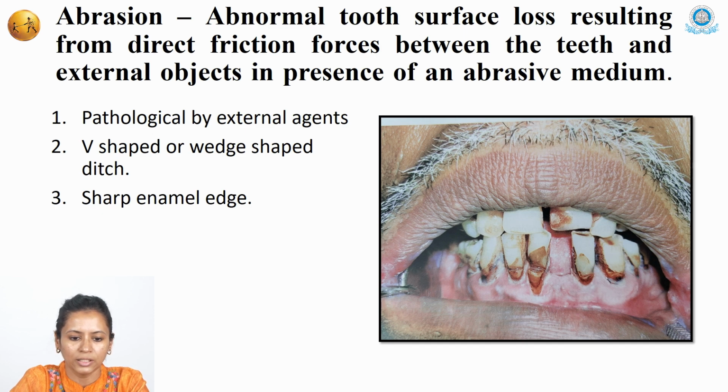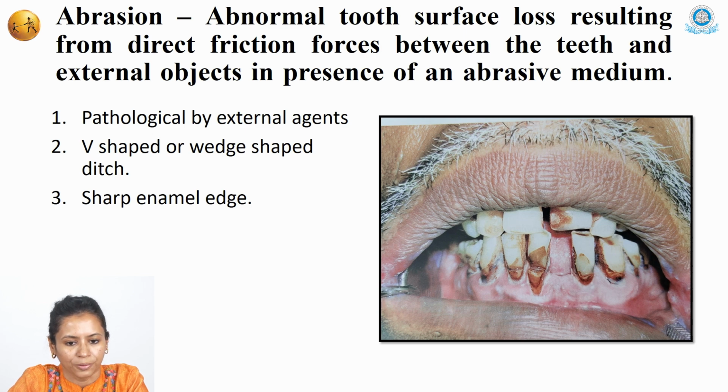So what we mean is external agents, which is most commonly any brushing technique or an abrasive agent which the patient is commonly using, and this causes a V-shaped or wedge-shaped ditch which is mostly seen at the cervical edge of the teeth. Here there is a sharp enamel edge which we can very well appreciate in the clinical picture, which helps us in differentiating the erosive lesions from the abrasive lesions. So a sharp enamel edge along with a V-shaped wedge at the cervical aspect of the tooth structure is mostly suggestive of an abrasive change.